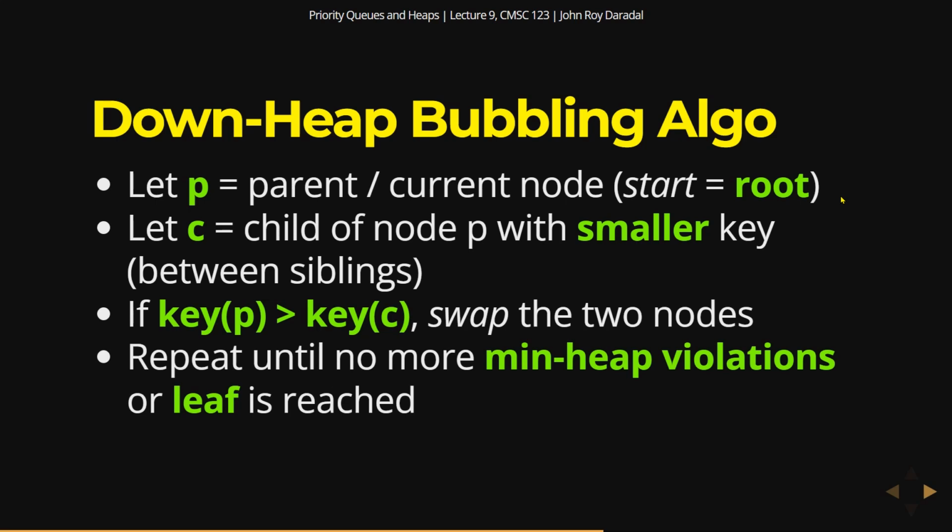And then we'll also repeat this going down until there are no more min heap violations, or until we reach a leaf node. If we reach a leaf node, there are no children anymore, so we can't compare. Okay, so we'll stop there. We'll go down, repeating this procedure until there are no more violations so that we can preserve the min heap order property. Okay, so that is the down heap bubbling algorithm.